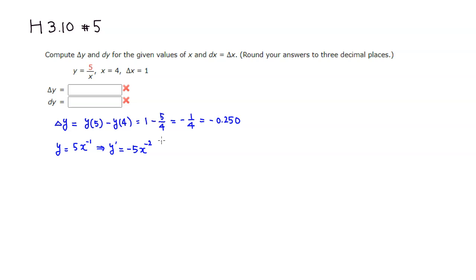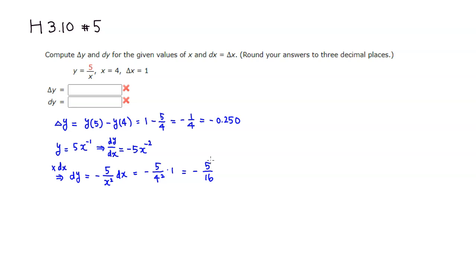Actually, I should probably use the other notation, right? So I'm going to use dy over dx. So we know that the differential dy is simply negative 5 over x squared times dx, because I'm just multiplying both sides by dx. In this case, you have a negative 5, it's just a fixed number. x is given to be 4, so it's going to be 4 squared, and dx is 1, so times 1. So this is negative 5 over 16.